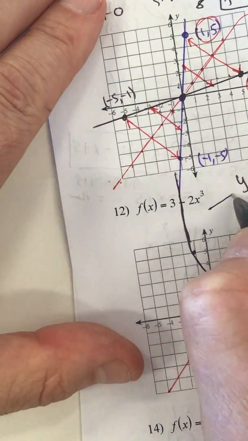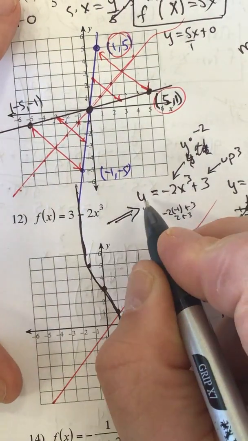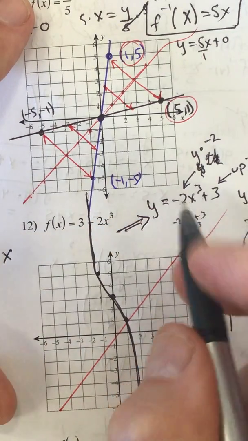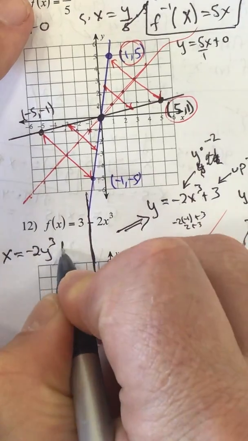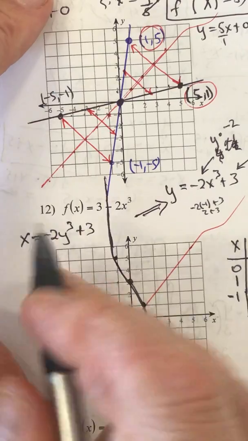Okay, well, let's get it first of all. So here was the original. It was this one. I'm going to exchange x for y. So where there's a y, I'll put an x. Where there's an x, I'll put a y. Now I've got to resolve that for y, so I'm going to move the 3 to the other side.